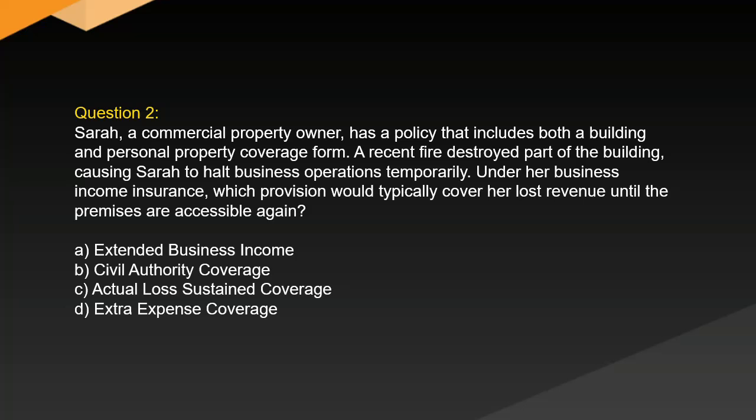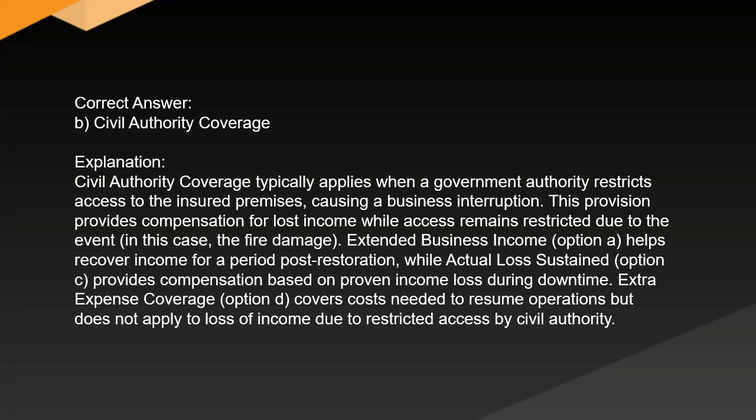A. Extended business income. B. Civil authority coverage. C. Actual loss sustained coverage. D. Extra expense coverage. Correct answer: B. Civil authority coverage.